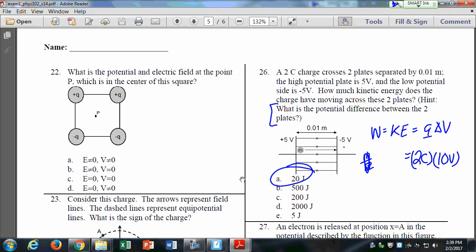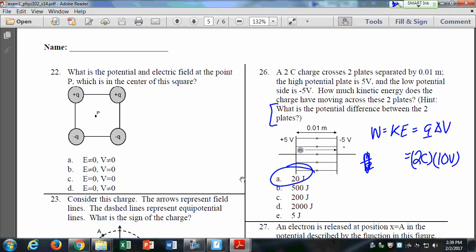Because I start at 5 volts, I go over to 0 volts, and then I go to negative 5 volts. So I do 5 minus negative 5, which is 10 volts. It's like in your house, you get those 220 volt devices, like your clothes dryer and stuff. Those operate at 220 volts because you have one wire at positive 110 and one wire at negative 110. You don't actually have 220 volts coming in, but you have a difference in potential between 110 and negative 110.